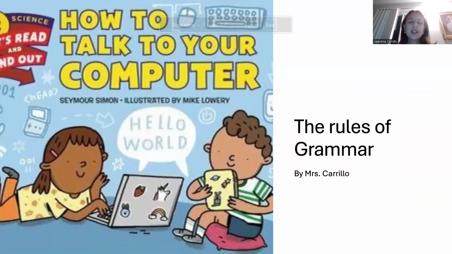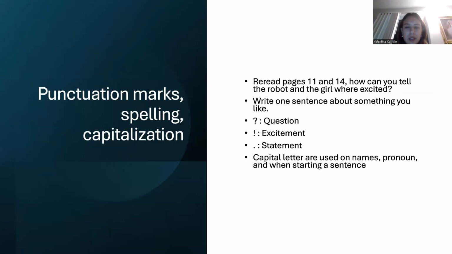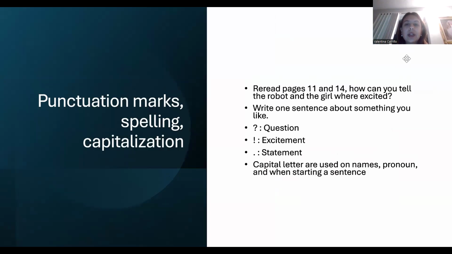So today's lesson is going to be about the rules of grammar, and you reviewed last night, hopefully, the book which was titled How to Talk to Your Computer. Today's lesson is going to be about grammar, and I'm going to ask you right now to reread pages 11 and 14.